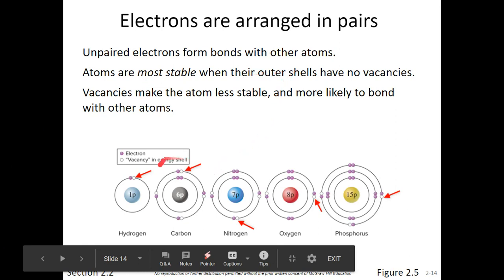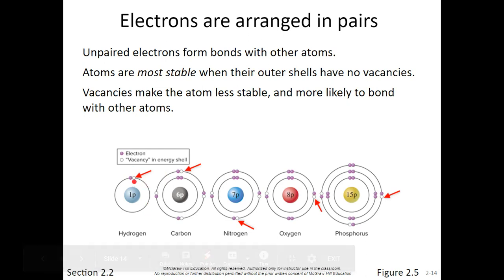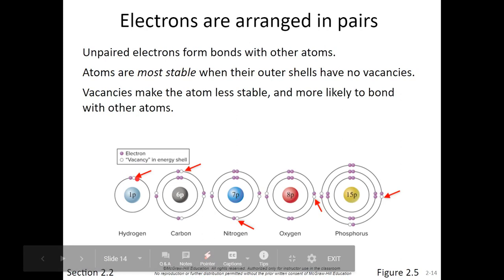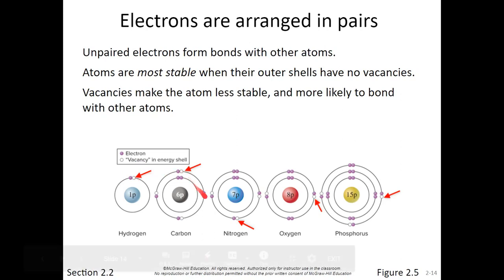Now, you can see atoms are always seeking stability. So something which is unpaired, or has extra electrons, or has vacancies, is less stable. You can see these arrows here. Vacancies make atoms less stable. For example, this one needed two but had only one, so there was a vacancy here. There was a vacancy here.